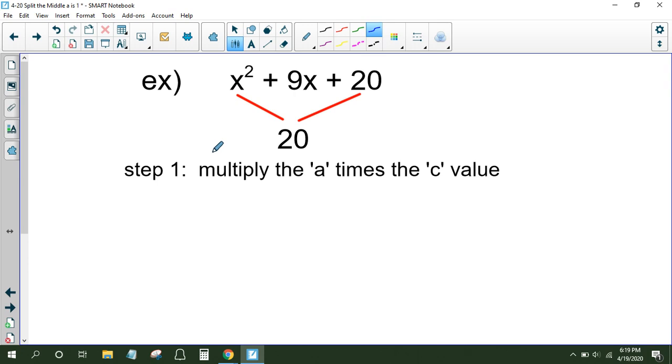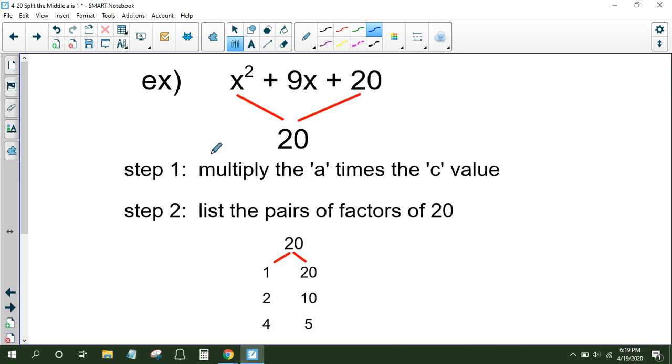Step number 2, we're going to list the pairs of factors of this 20. 1 times 20 would give us 20, 2 times 10 would give us 20, and 4 times 5 would give us 20. So we've listed the pairs of those factors.